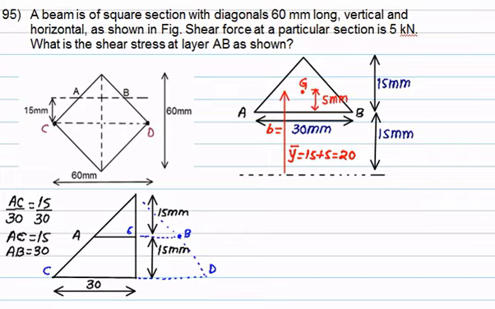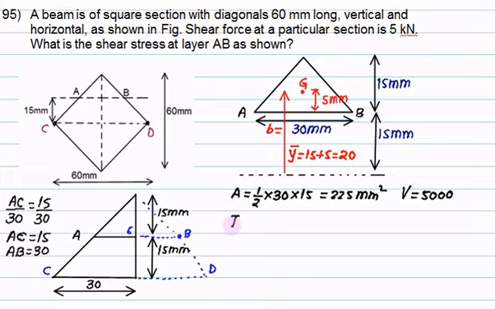The area of this portion, that is this complete triangle, is 1 by 2, base is 30, height is 15, that equals 225. So shear force is known to us, that equals 5000. Width is known, y bar is known, area is known. Now what we require is I.